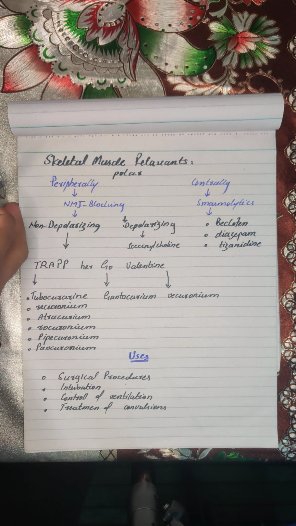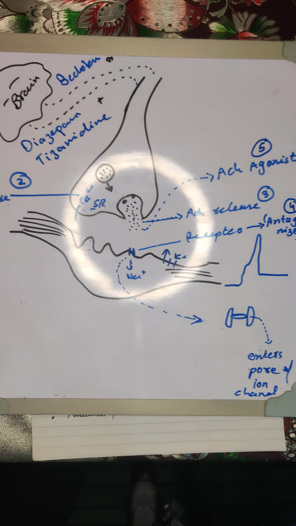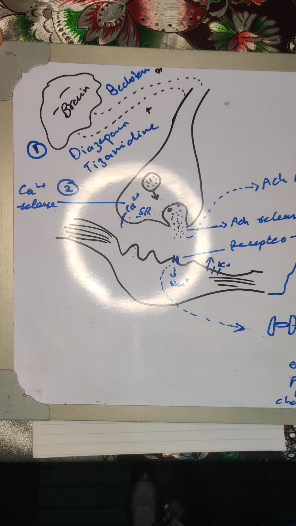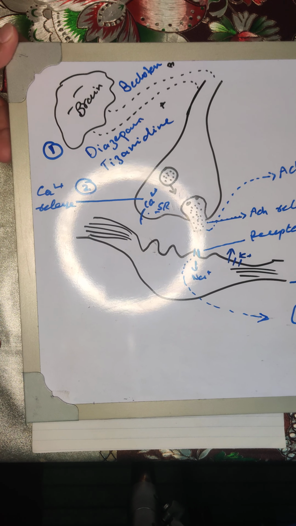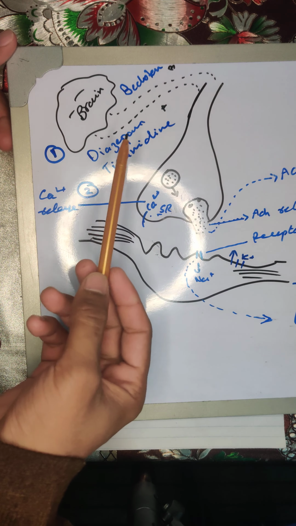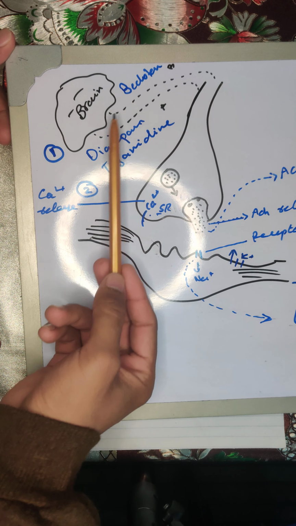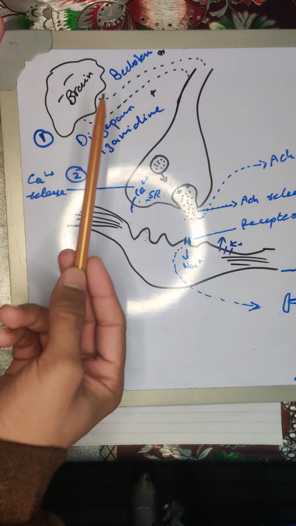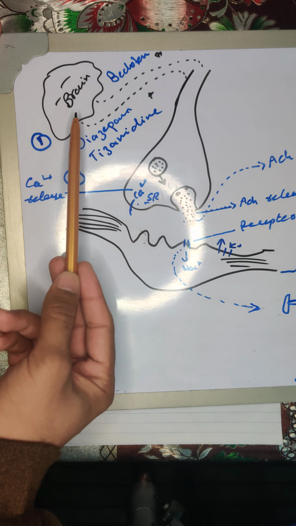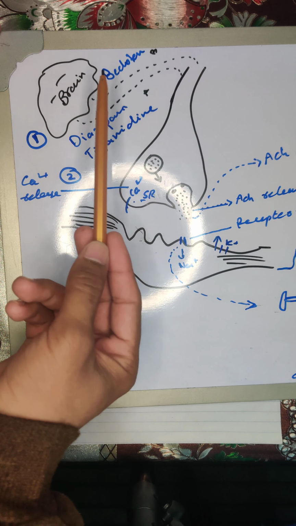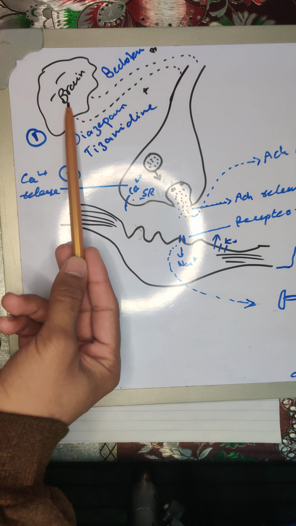Now the different sites at which neuromuscular blocking agents can act, starting from the brain. The command for the skeletal muscle contraction comes from the brain, so we will start from the brain. Starting from the brain, these are three drugs: baclofen, diazepam, tizanidine. We will discuss these three drugs one by one, but you need to remember that these drugs act centrally on the brain. Now these will inhibit on the brain.